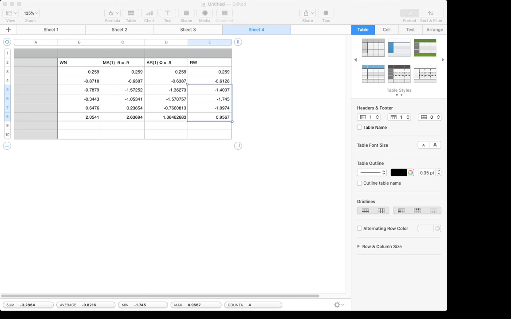Whereas in the random walk model, we simply add up. Whatever fluctuation happened in the previous period, I simply add that fluctuation to this period's fluctuation. Okay, so I add it as it is. So that's basically the difference.